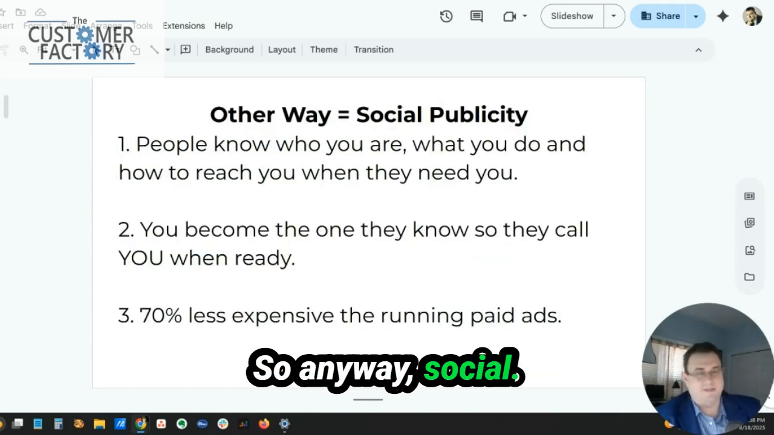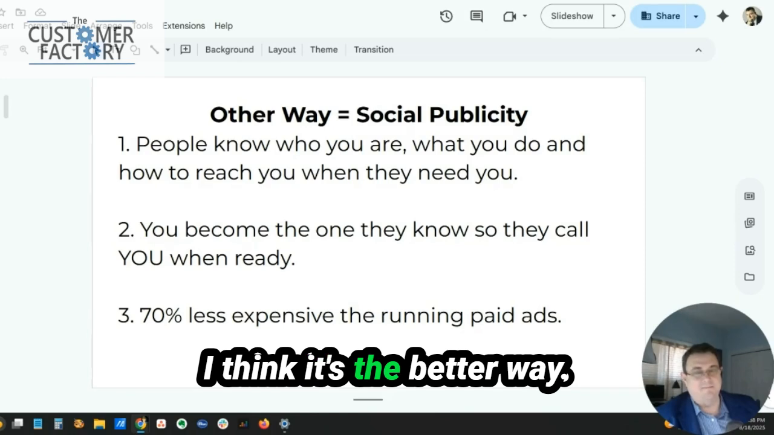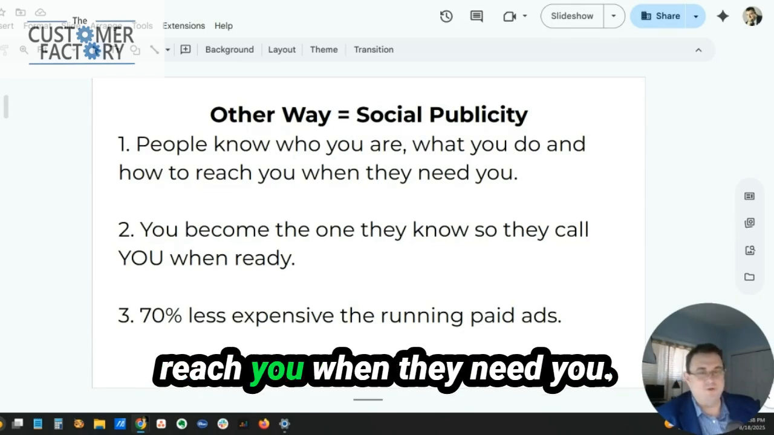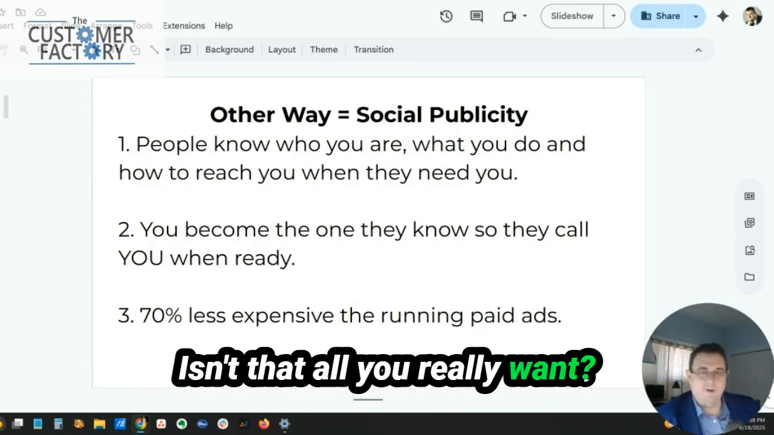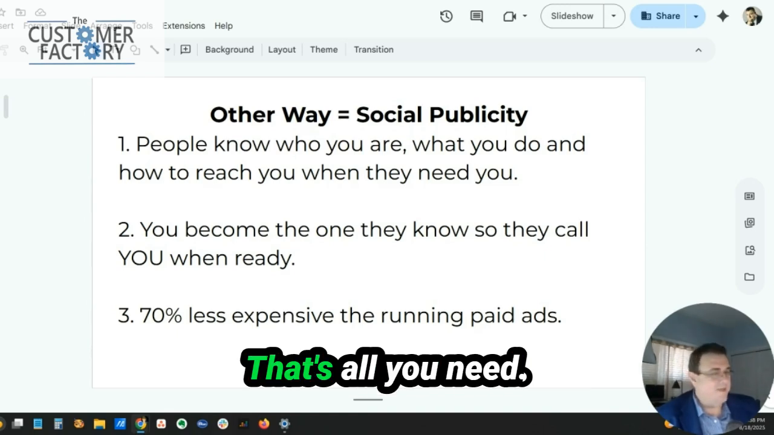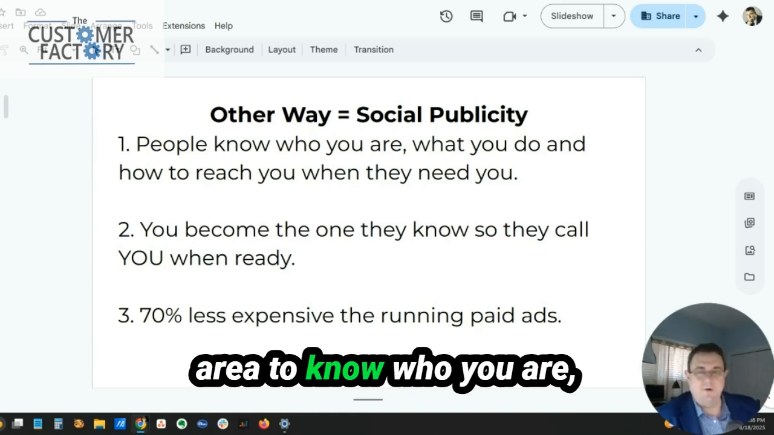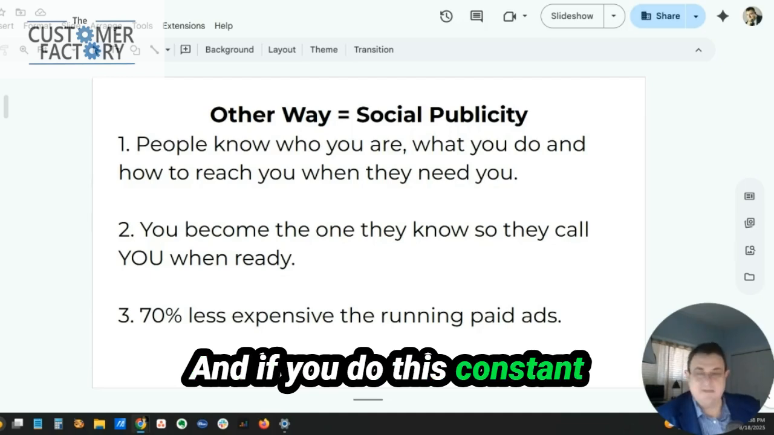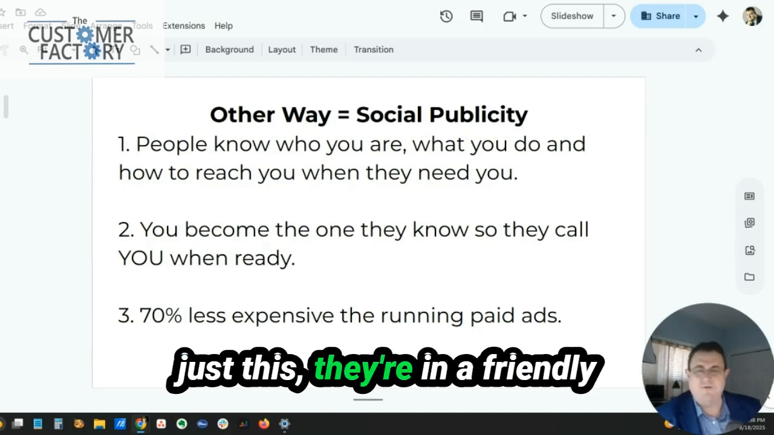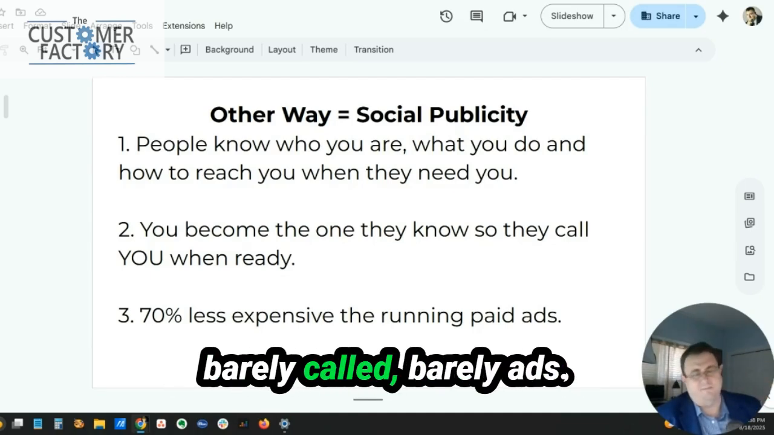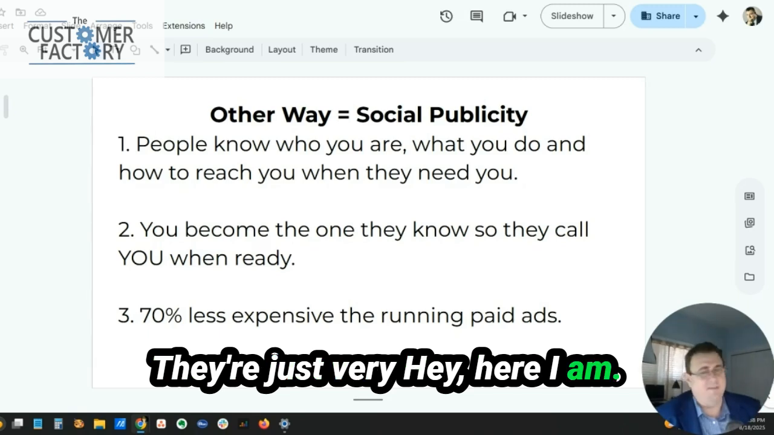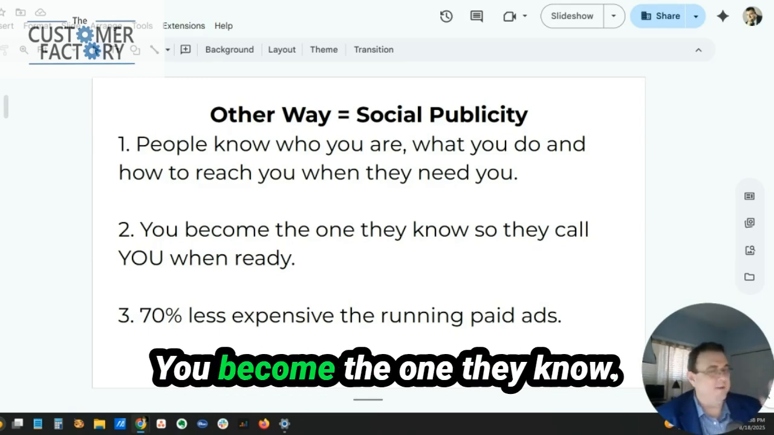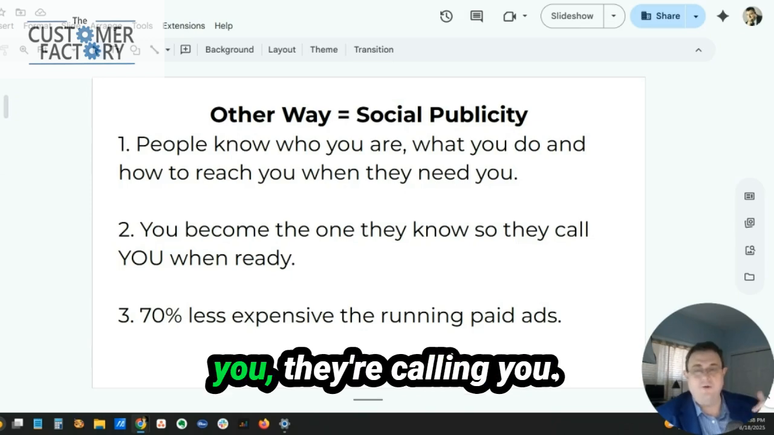So anyway, social publicity. Just breaking it down, why I think it's the better way is people come to know who you are, what you do, and how to reach you when they need you. Isn't that all you really want? Look, for a local business, that's all you need. You need the people in your area to know who you are, what you do, and how to reach you when they need you. And if you do this constant publicity, we're always just there in a friendly way. These things are barely ads. They're just, hey, here I am. Hey, if you need someone to help you out with this problem, I fixed that problem. You become the one they know. That way, when they call you, they're calling you.